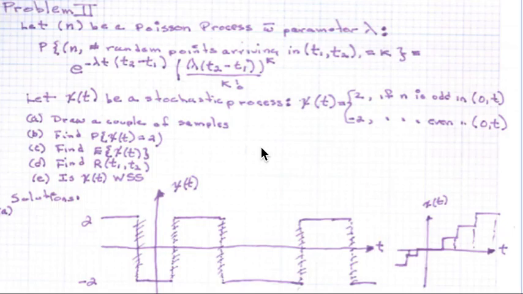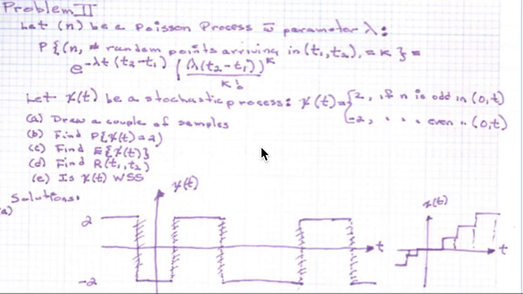This is Nature rendition of Homework 9, Problem 2, Part 1. This is a case of a Poisson. Let n be a Poisson process with parameter lambda.